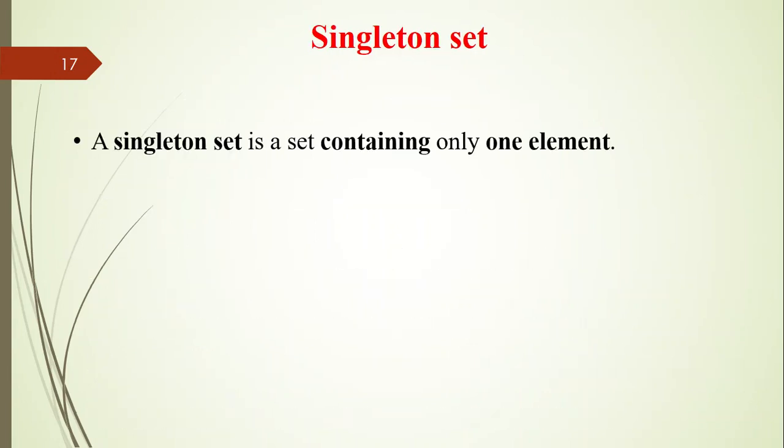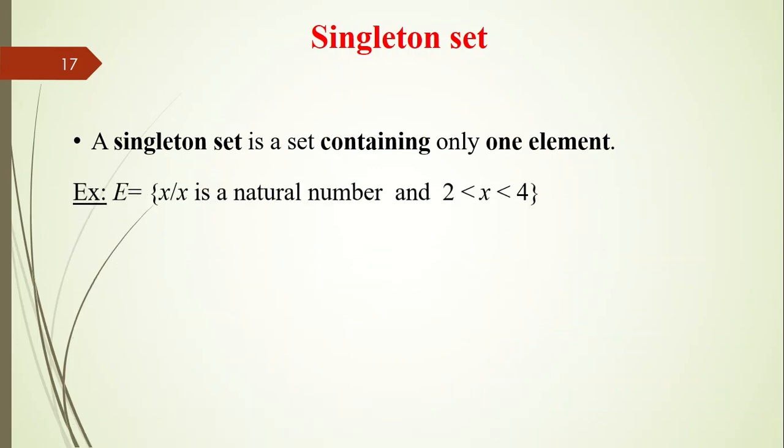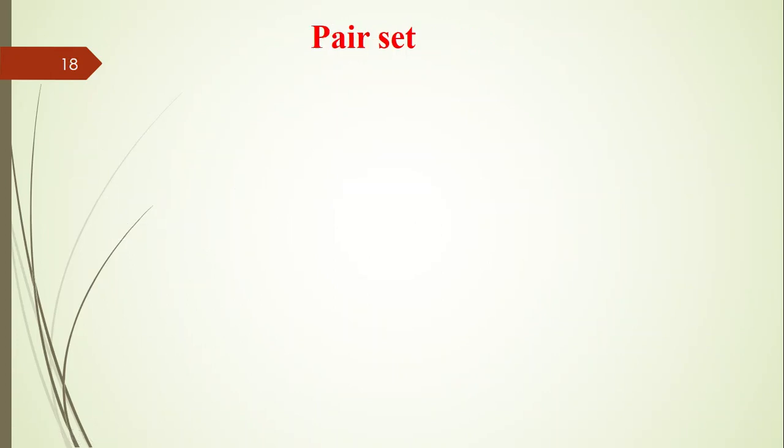Singleton set. A singleton set is a set containing only one element. Example, x knowing that x is a natural number and x is between 2 and 4. So it's equal to 3. Since the elements are natural numbers and are between 2 and 4, 2 is not an element of the set, and 4 is not an element of the set, so the number between 2 and 4 is 3.